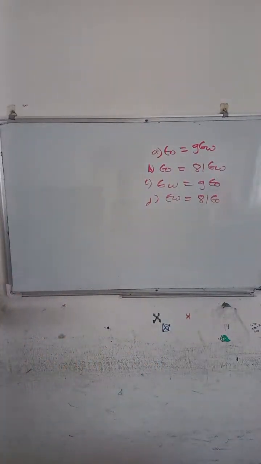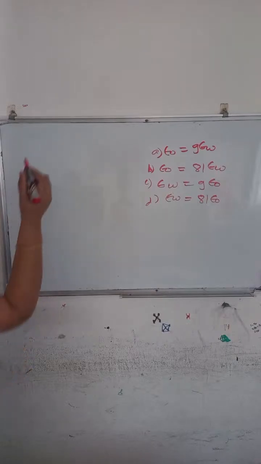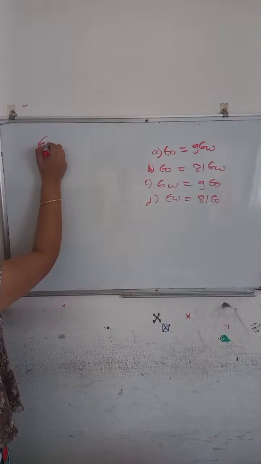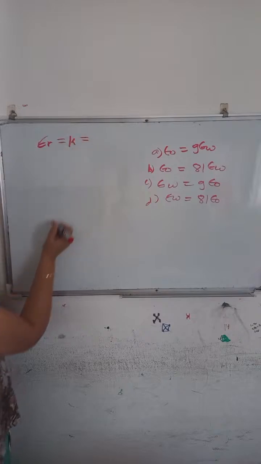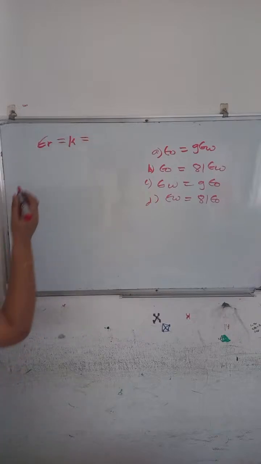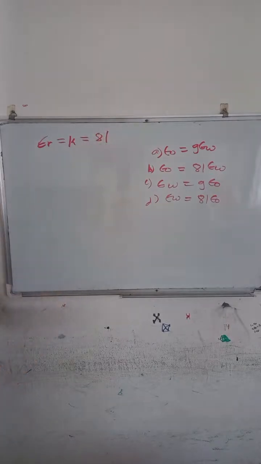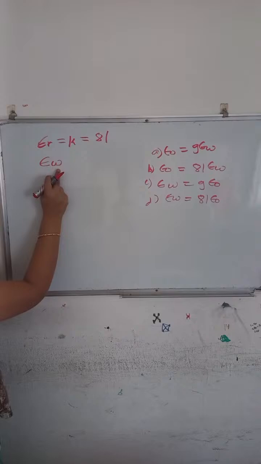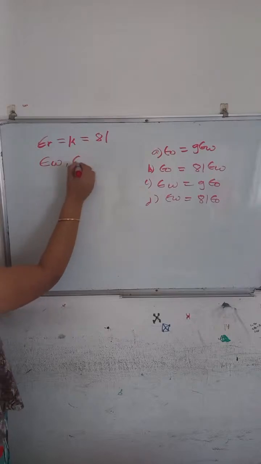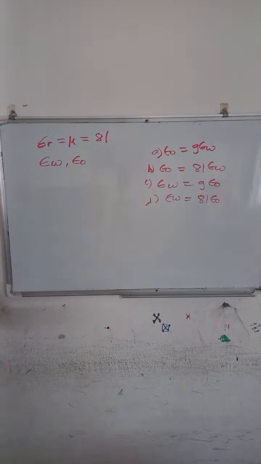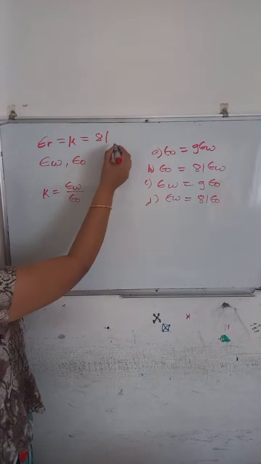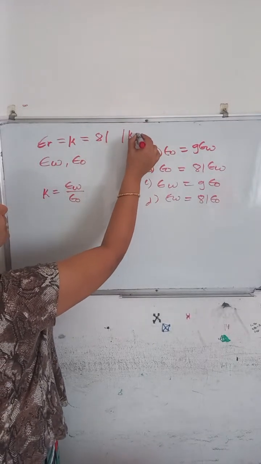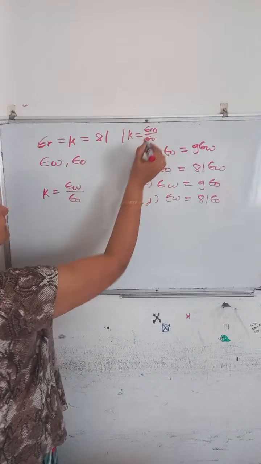Okay, so here relative permittivity of the water. Relative permittivity, according to our theory, we denote by letter epsilon R or by letter K. And here the relative permittivity of water is given, that is 81. Epsilon W is the permittivity of water and epsilon naught is the permittivity of vacuum or air. And we know that K is nothing but epsilon W by epsilon naught, because we did this derivation.